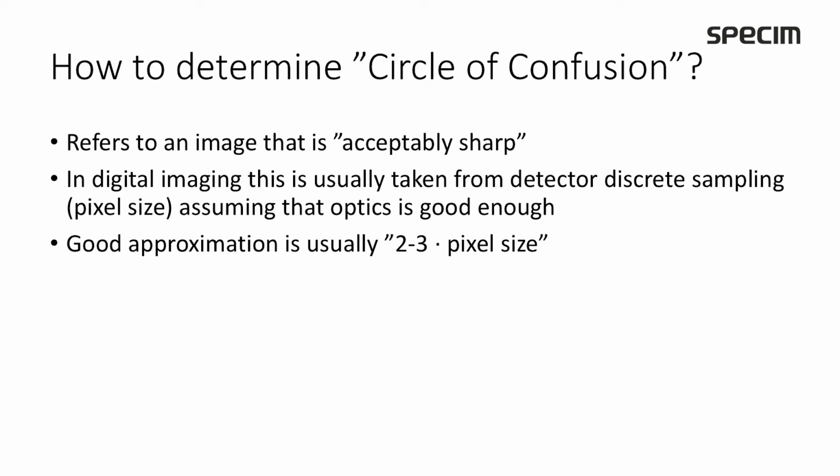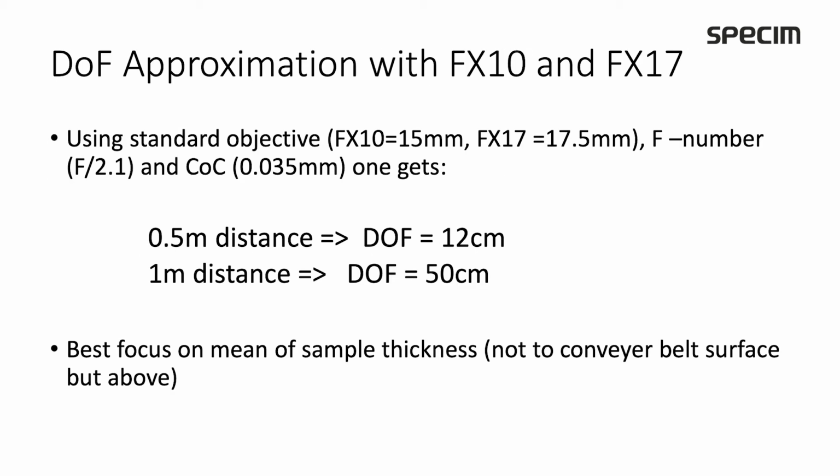And in practice, when we take FX10 or FX17, where the standard objectives have 15 and 17 millimeter focal lengths, f number 2.1, I am using a circle of confusion of 0.035 millimeters. And using this and the calculator, the previous calculator, I get that, for example, 0.1 meter distance, the depth of field is approximately 10 to 12 centimeters. From 1 meter distance, depth of field is about 50 centimeters.